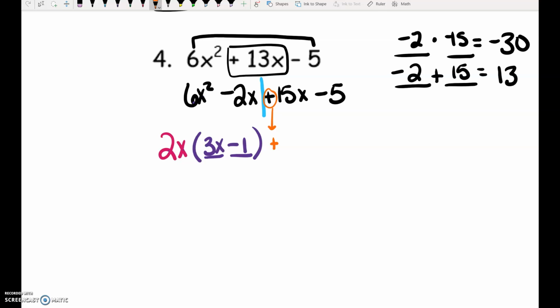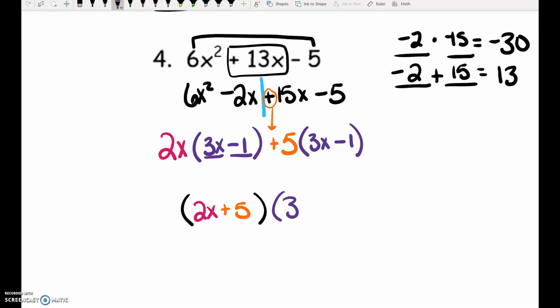What do 15x and negative 5 have in common? What could you divide out of both of those terms? A 5. 15x divided by 5 is 3x. Negative 5 divided by 5 is negative 1. Your final factored form is 2x plus 5 times 3x minus 1.